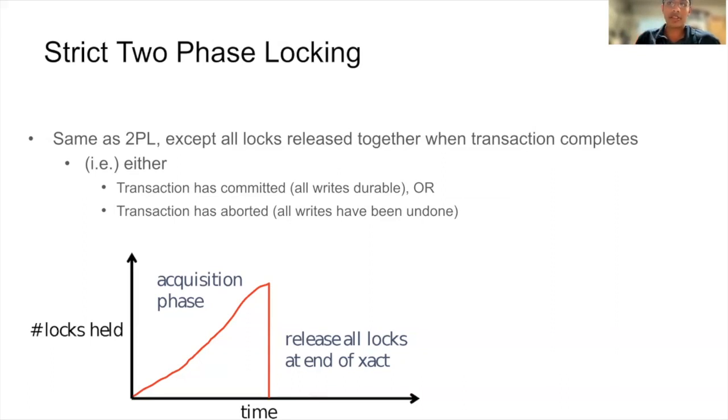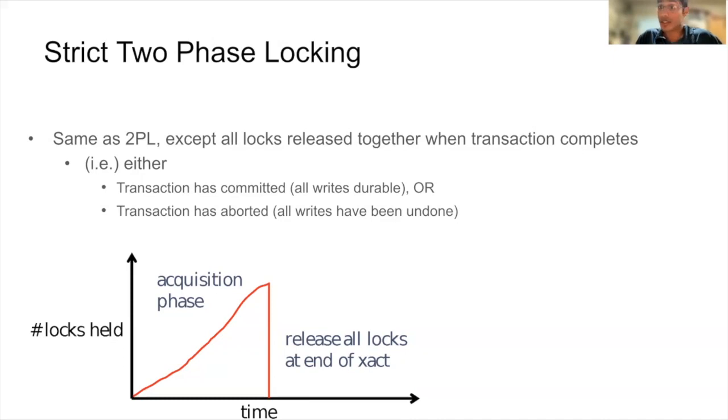And so these two phases in two-phase locking, acquisition, where you keep acquiring locks, and then release, where you let go of your locks, here in strict two-phase locking, the acquisition phase is still the same. And then your release phase will basically just be all at once at the end of the transaction. That's when you say, now I'm done with working on these resources. So now I'm going to release all the locks at once because the transaction is done.